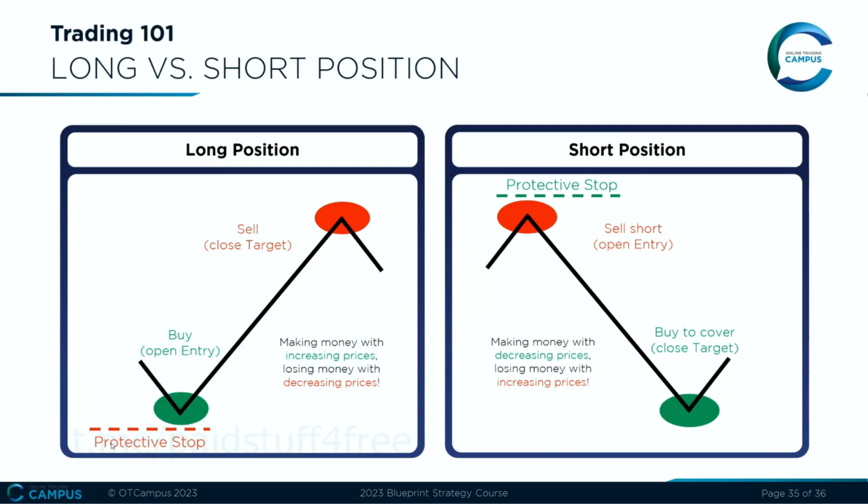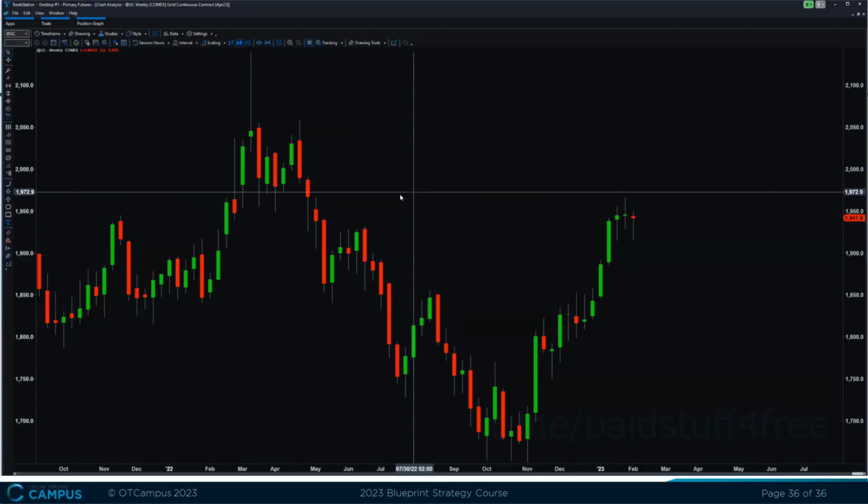That may be a target or protective stop. The protective stop kind of works like insurance, right? And it allows us to achieve calculated risk, to manage our risk. With shorting, we're making money with decreasing prices, and we're losing money with increasing prices. Okay, so we're selling something right now with the intent to buy, to cover later on, right? And if price goes down, great, we make money. If price goes up, not so good, we lose money.